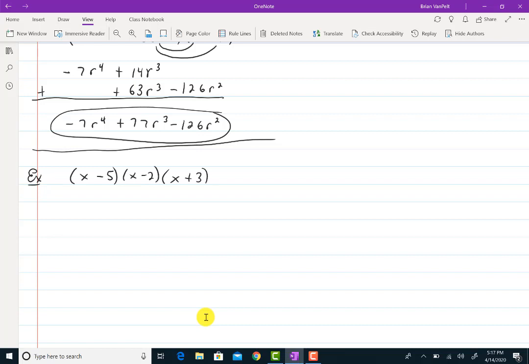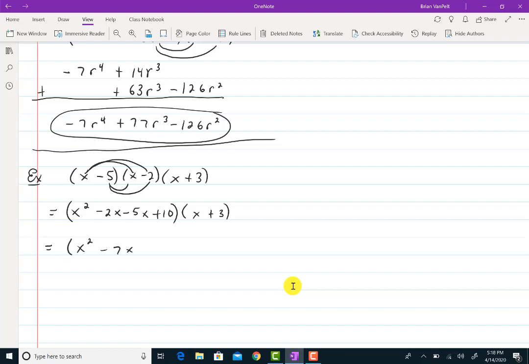Here, a little more complication. What I'm going to do is take these first two parentheses first, and then I'll leave that guy till the end. So I'll start with x times x. I'll get x squared minus 2x minus 5x plus 10. That's the first set of parentheses. Don't forget there's an x plus 3 after that. If I simplify in those parentheses, I'll get x squared minus 7x plus 10 times x plus 3.